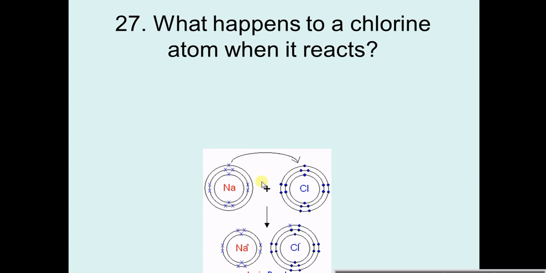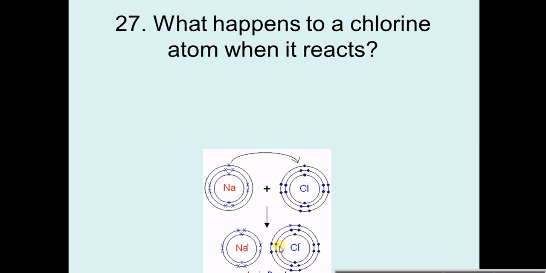Okay, we can see that the sodium's got 1 electron on the outer shell, whereas chlorine has only got 7 electrons on the outer shell. So to get a full outer shell of electrons, which is what all atoms try to do to make them more stable, and it's why they react, it gains 1 electron. The chlorine atom gains 1 electron from the sodium, and that makes a chloride ion.